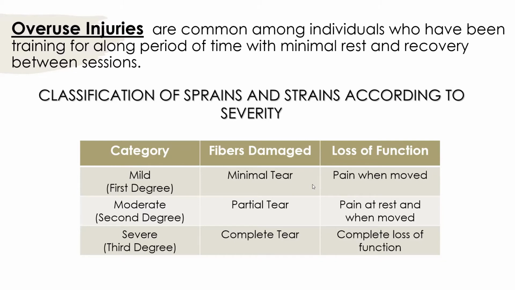There are classifications of sprains and strains according to severity, category, fibrous damage, and loss of function. The first degree is mild, has minimal tear, and has pain when moved. The second degree or moderate has partial tear, pain at rest, and when moved. So kahit po gumagalaw or hindi gumagalaw, yung certain part is masakit pa rin po. Nakakaramdam pa rin ng pain ang isang athlete. And the third degree is the severe. So ito na yung malala. Complete tear, complete loss of function.